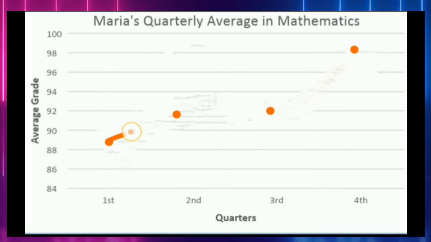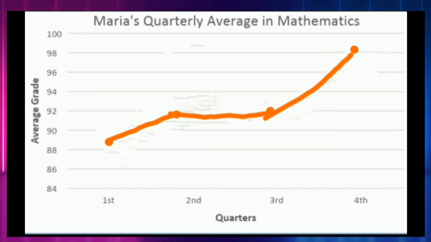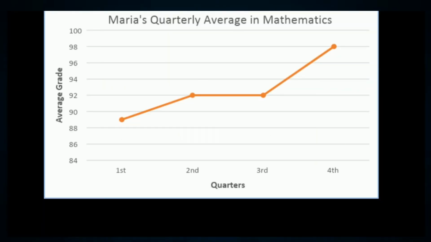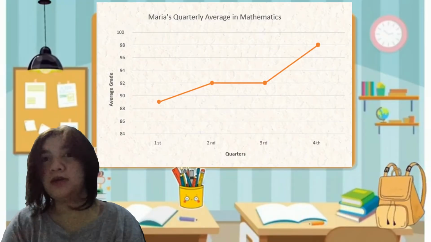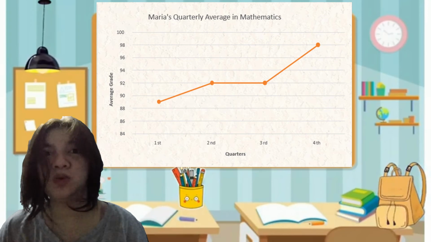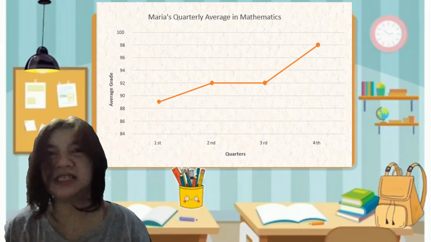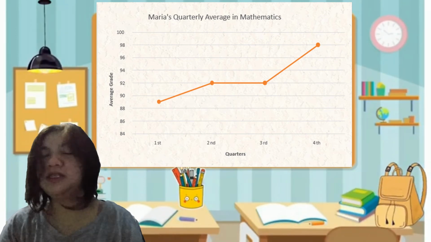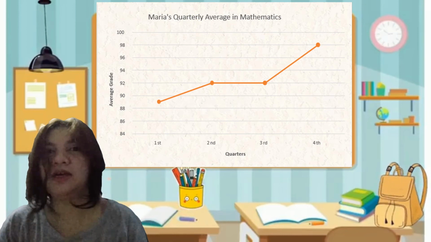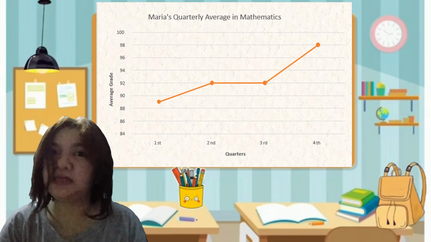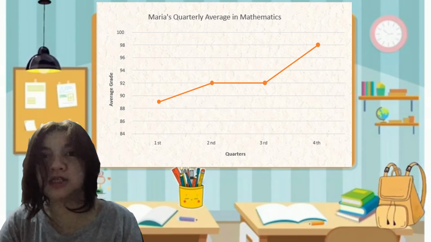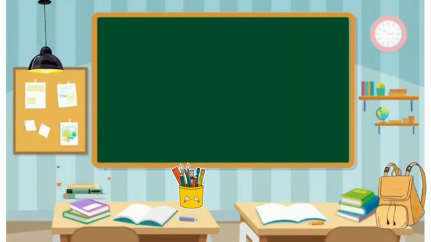After you finish putting the points or dots in the plot data, you connect all the points, and here you have it, the broken line graph. As the figure shows, there is a positive linear relationship between the quarters and Maria's average grade. As the quarters increase, Maria's average also increases. Further, Maria's grade was also maintained during the second quarter and the third quarter.